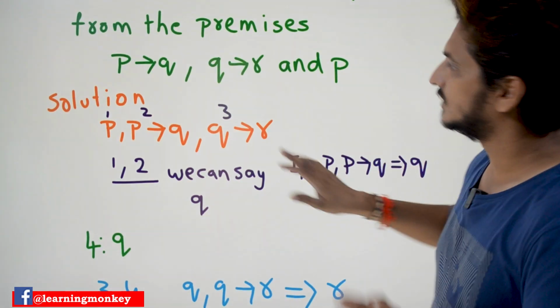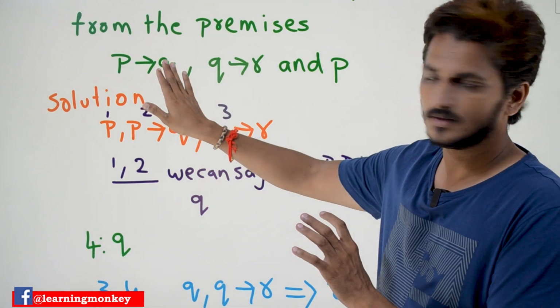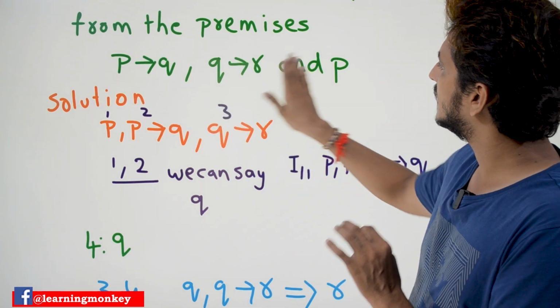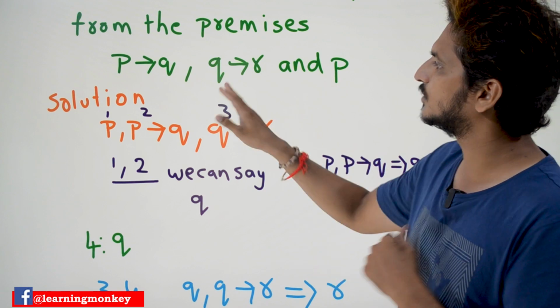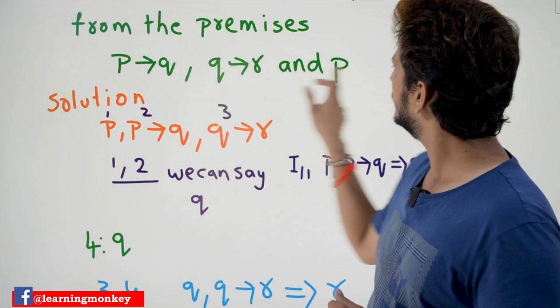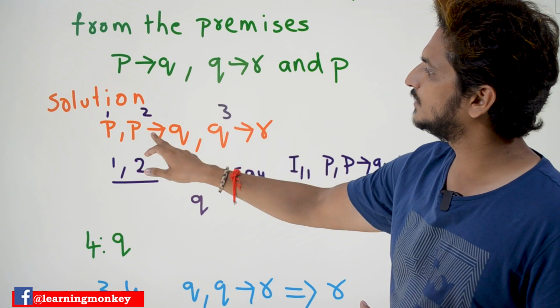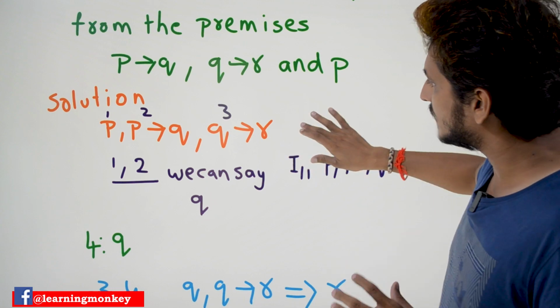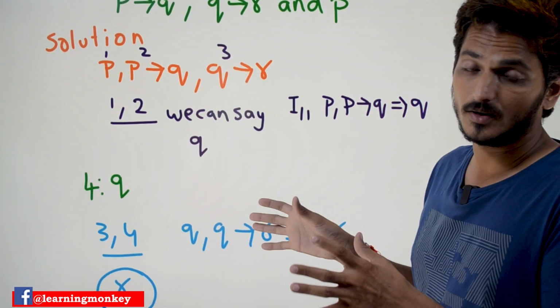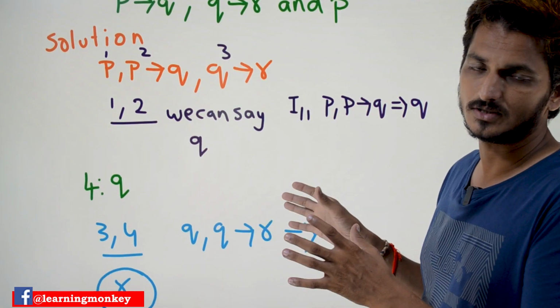Now they have provided some premises: P implies Q, Q implies R, and P. We are giving numbers to these propositions. The first one is P. The second one is P implies Q. The third one is Q implies R. They are saying that these are valid premises, valid propositions.